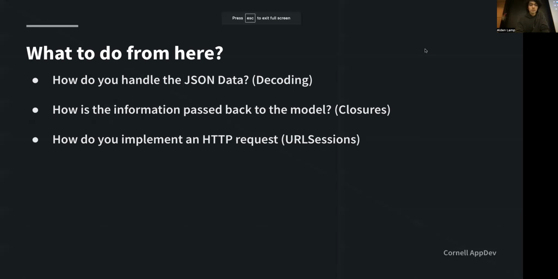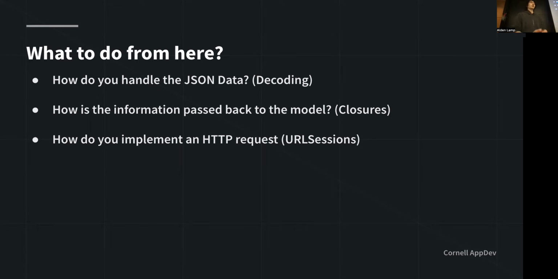So there's kind of three parts that I want to go into. The first, once we get our JSON data, how do we actually handle it? How do we process it into a model? And for that, we use JSON decoding. The second is how is information passed around, right? Let's say we got our JSON data, we've processed it, it's now safely in a model, stored in an object somewhere.